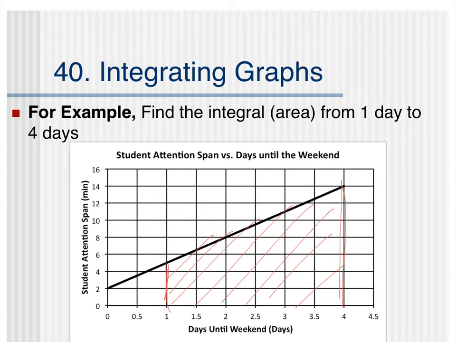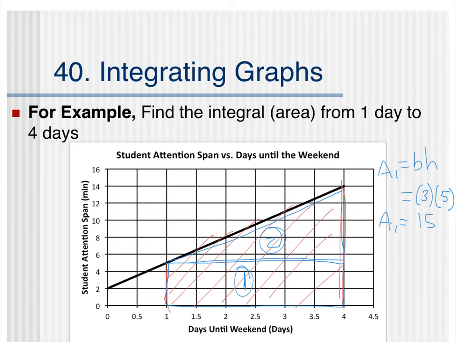We don't have to do that entire trapezoid. What we can do is we can focus on this rectangle first. I'm going to call that area 1. And then this triangle here, which I'm going to call area 2. So to find the area for area 1, that's simply base times height. So my base here is from 1 to 4, which is a base of 3. My height here is going to be from 0 up to 5. So the area for that first part is going to be 15.